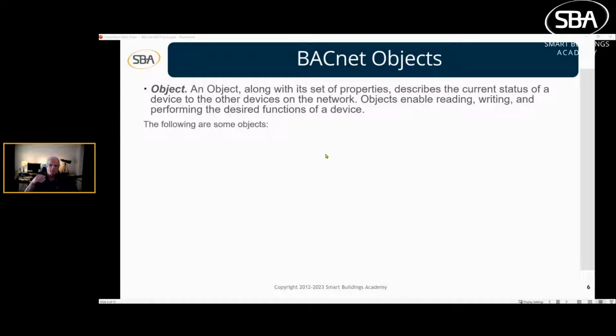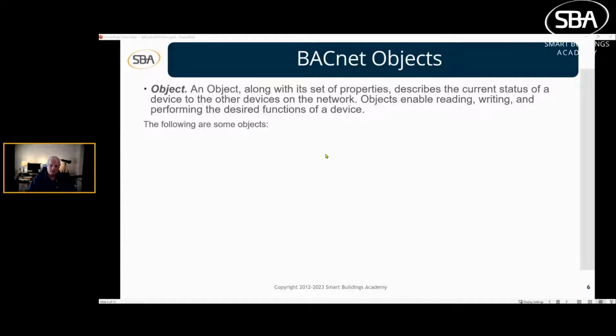So now we get into what are objects, because this is part of the BACnet modeling, and it does apply to BACnet MSTP, BACnet IP, Ethernet, things like that. An object, along with its properties, describes the current status of the device or other devices on the network. Objects enable reading, writing, and performing the desired functions of the device. So here's the thing about objects. If it's a physical device, it's an object. But not all objects are physical devices.